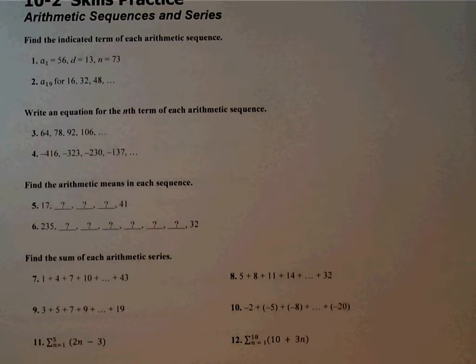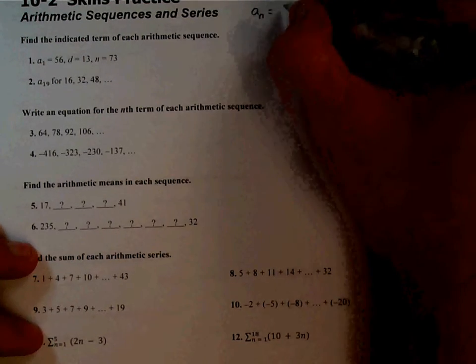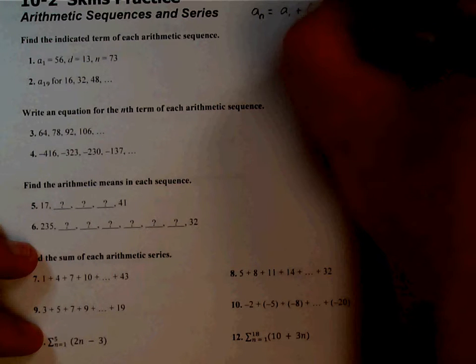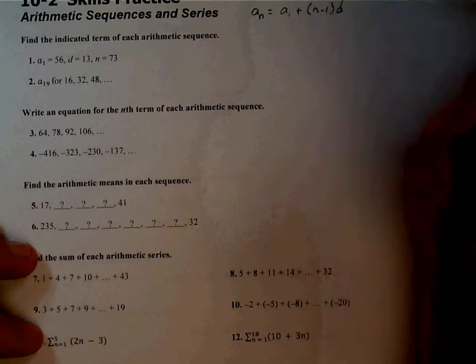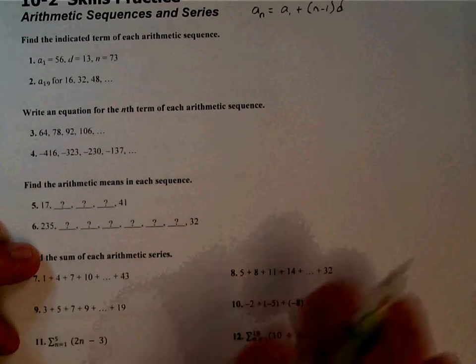All right, we're going to take a look at a few of the random problems from the 10.2 and 10.3 worksheets. So 10.2, arithmetic. For a sequence, we're looking at a sub n equals a sub 1 plus n minus 1 times d. So here in this first section, they're asking about a specific term. Let's look at number 2 together.